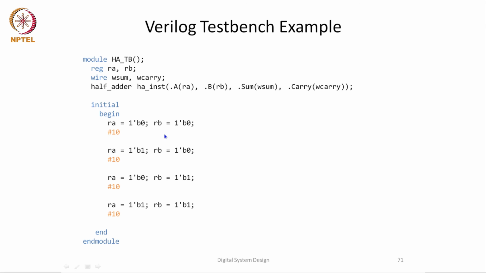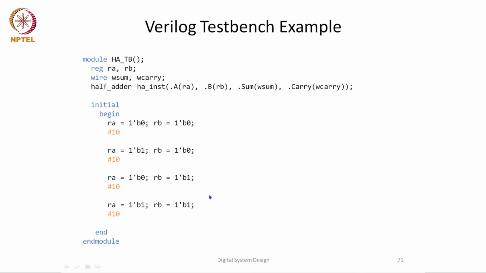Now after some time, this #10 means there is a delay element. After 10 units of time, there is no unit specified, so that means there is some unit which would be taken by Verilog by default. After 10 units of time, we give another stimulus or another input to RA and RB. Similarly, after each 10 units of time, we are giving different inputs to our RA and RB, which are our inputs.